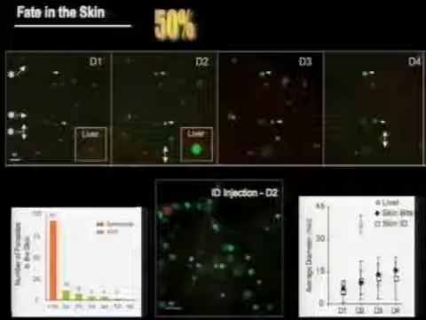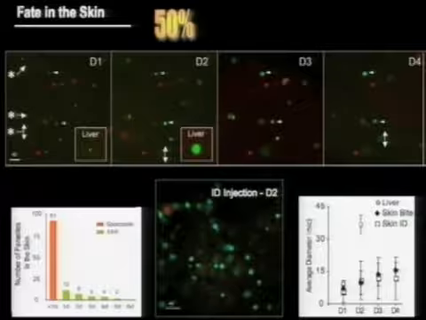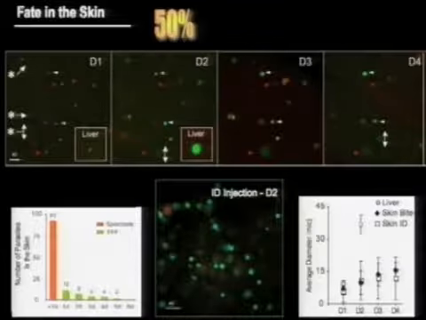Now, back to the skin and to finish this part, we have left 50% of the parasites immotile in the skin. What do they become? Well, a proportion will again develop.